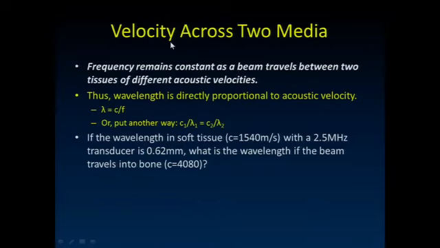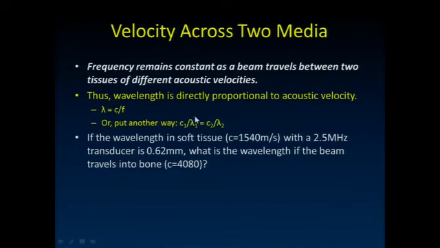Now, what happens if we cross two media? Now, I told you that in soft tissues, we're going to assume that these velocities are exactly the same, right? But that isn't really true. And so in terms of crossing two media for a little while, let's look at what really happens, where those velocities are slightly different. So the frequency remains constant. So that wavelength is going to have to vary in that case.